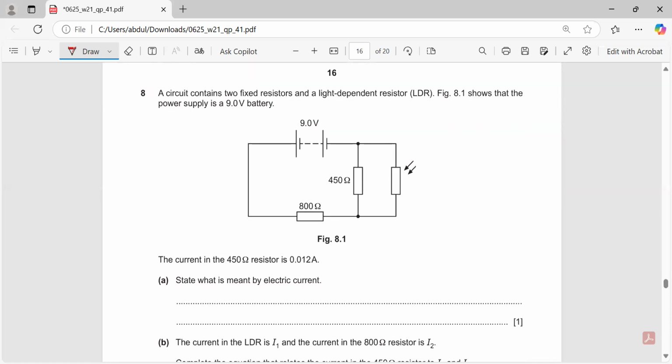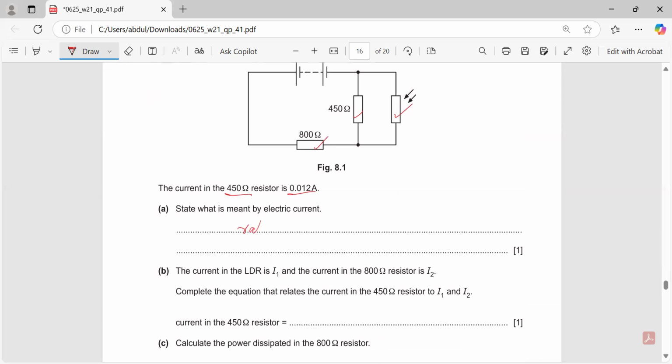Let's move forward. This is a good question. A circuit contains two fixed resistors and a light dependent resistor. Figure 8.1 shows that the power supply is a 9-volt battery. The current in the 450 ohm resistor is 0.012 ampere. What is meant by electric current? Shortcut, rate of flow of electrons.